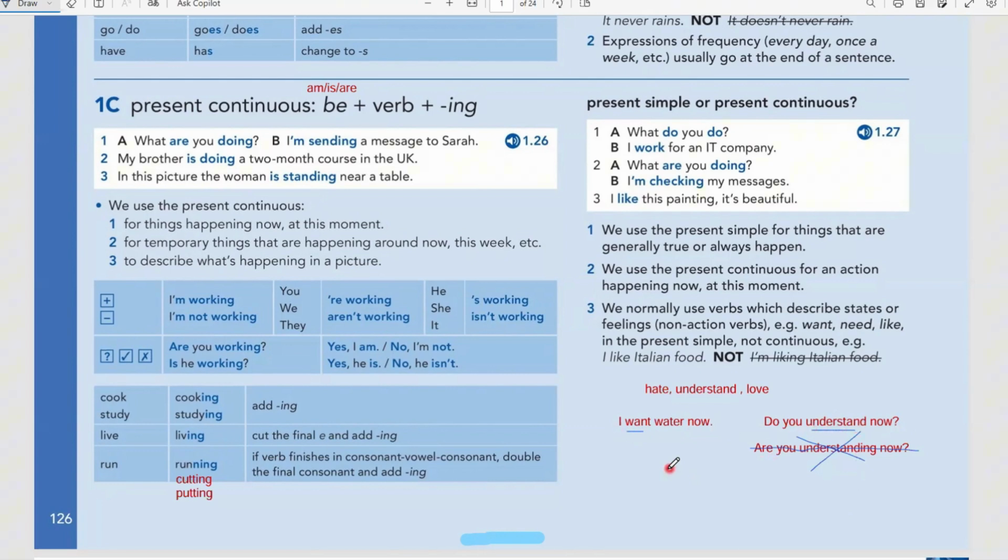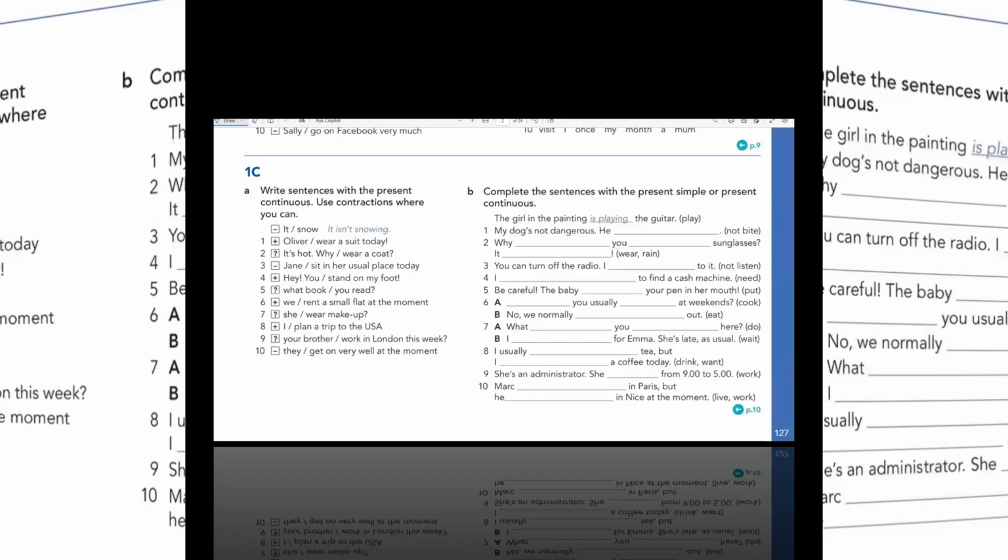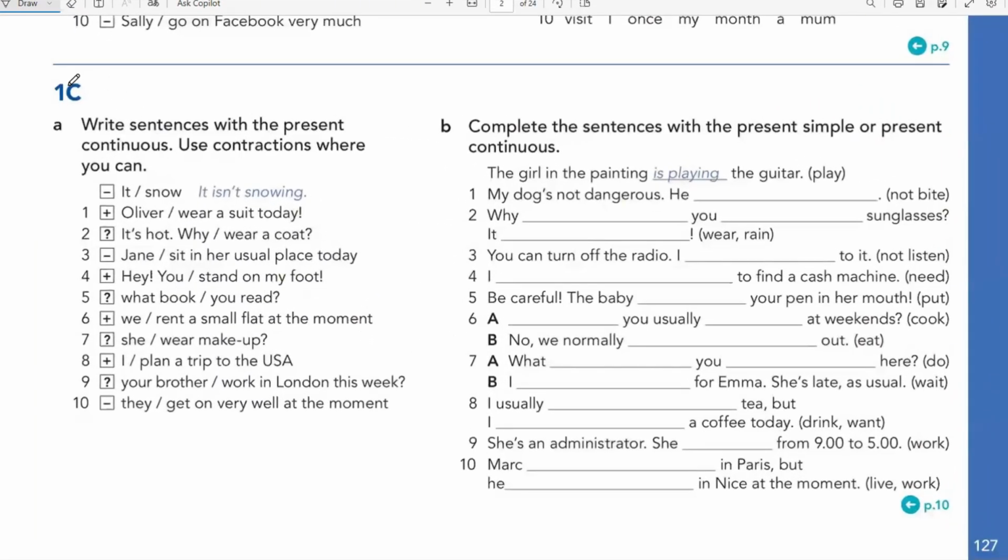That's it. So we're going to move to the next page to do an exercise relating to 1C. Let's do that. Here we go. We've got 1C here. Exercise A is asking us to write sentences with the present continuous. Use contractions where you can. Okay, so the example: it snow, negative, it isn't snowing.